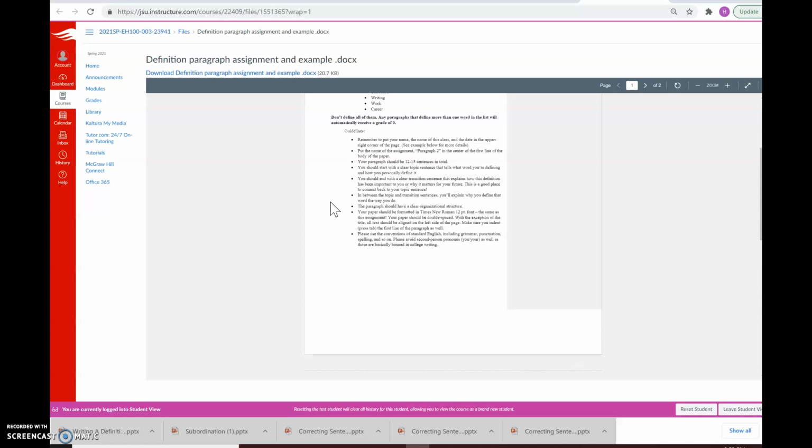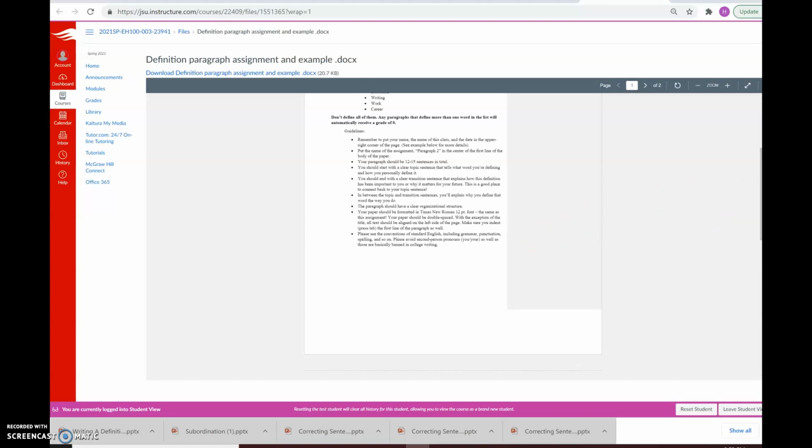It should be formatted in Times New Roman 12-point font, same as this assignment. The paper should be double spaced with the exception of the first line of the paragraph, which should be indented as well. There should be a clear organizational structure, and please use the conventions of standard English, including grammar, punctuation, spelling, and so on.